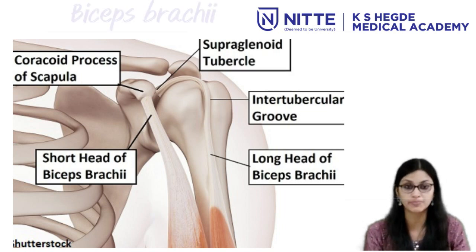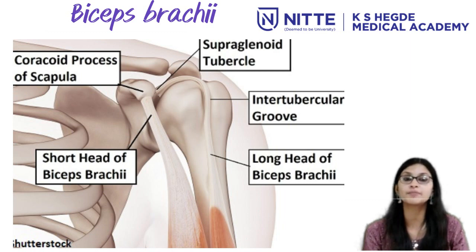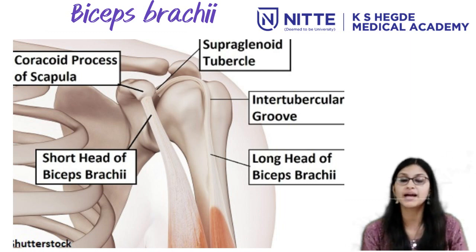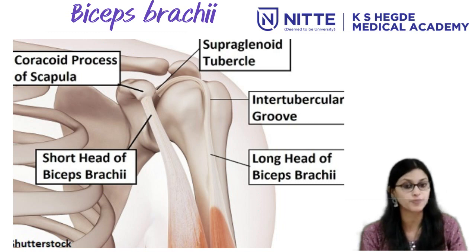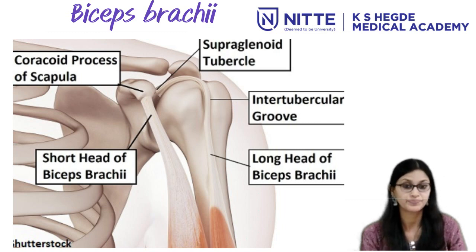The short head of the muscle takes origin from the coracoid process of the scapula. If you observe the superior border of the scapula, from there you see a bent beak-like projection, and this projection is called the coracoid process. So from the tip of the coracoid process, the short head of the biceps takes its origin, and this origin is common with the coracobrachialis muscle.